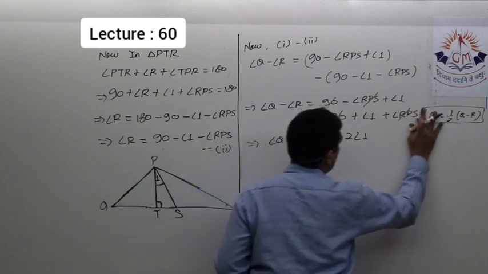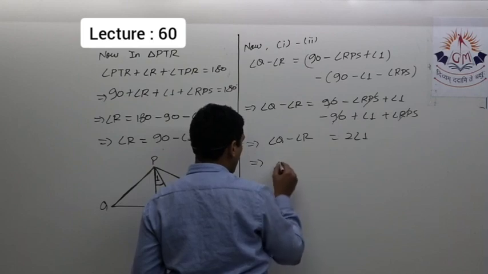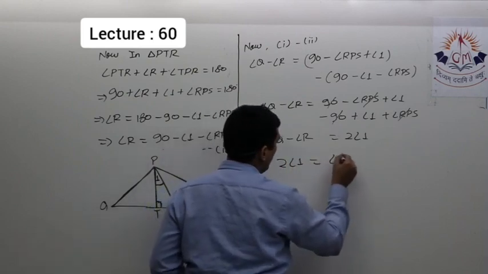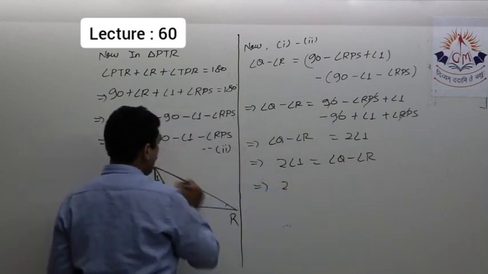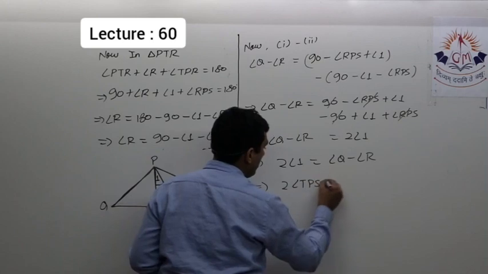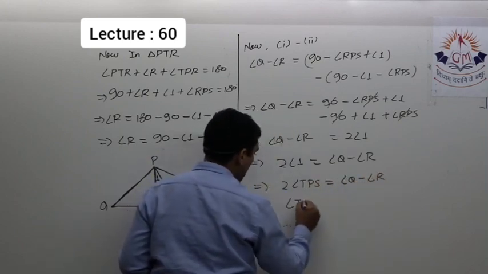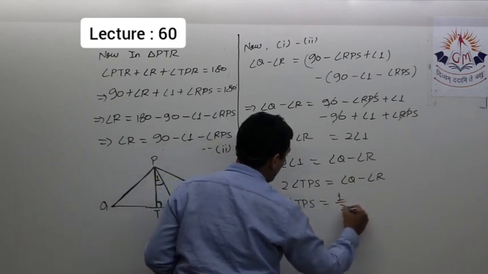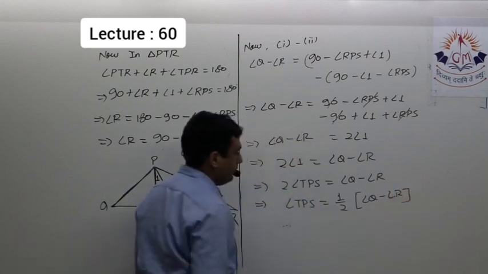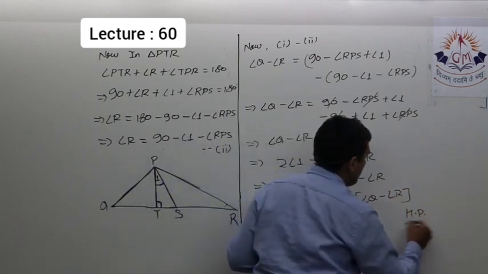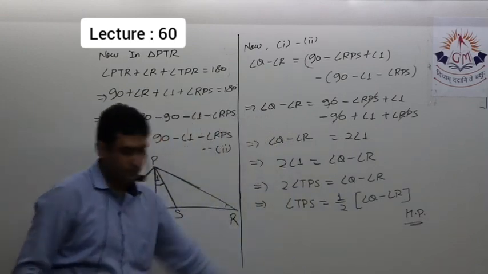Okay, so I can write twice of angle 1 is equal to angle Q minus angle R, and angle 1 is actually angle TPS. So twice angle TPS is equal to angle Q minus angle R. Therefore angle TPS is equal to 1 upon 2 times angle Q minus angle R. So that was the expression which we had to prove. So please note it down.